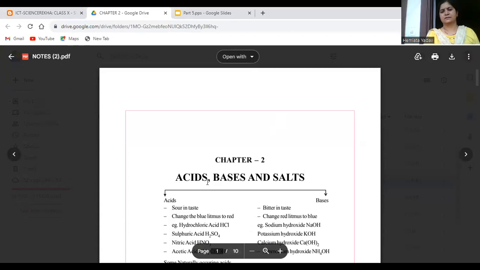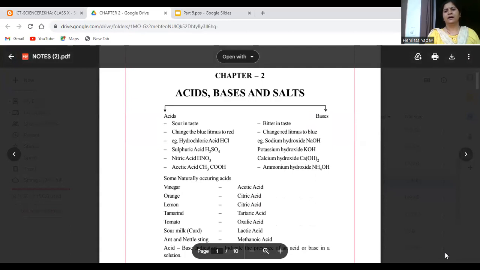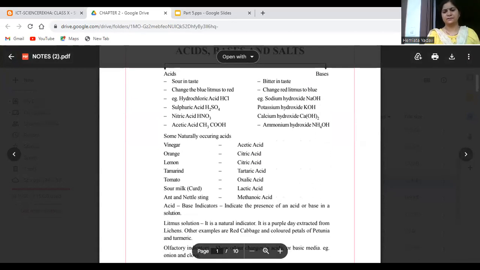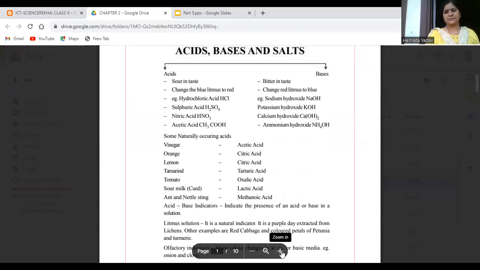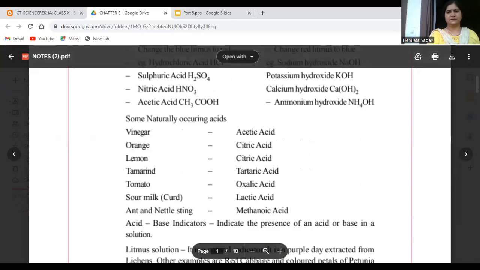Common properties of acids, bases and salts are given. Acids are sour in taste and change blue litmus to red. Examples of acids are hydrochloric acid, HCl. Bases are bitter in taste, change red litmus to blue, and their examples are sodium hydroxide and calcium hydroxide.